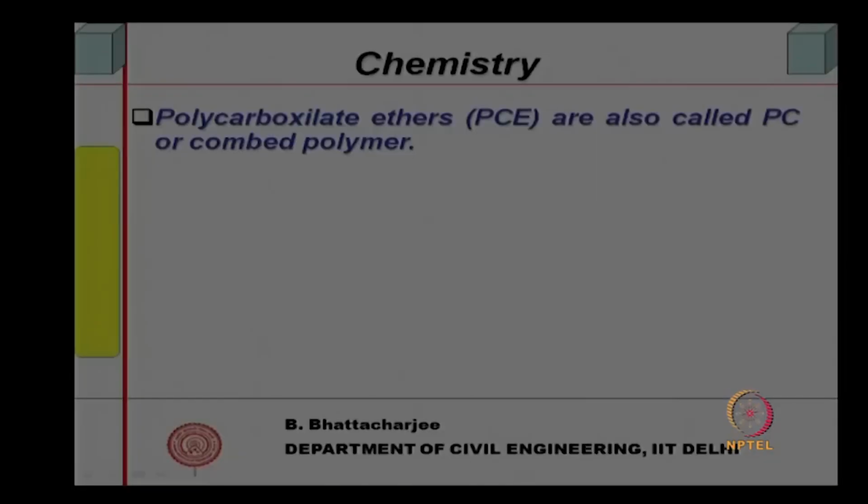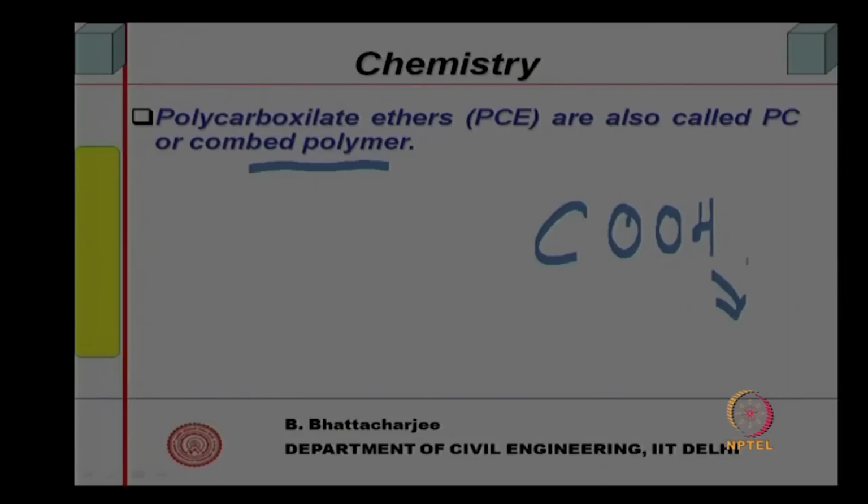The last variety is polycarboxylate ethers. These are also called polycarboxylate, PC-based polycarboxylate simply, or comb polymer. Carboxylates are derivatives that come from carboxylic acid, having a COOH group. This H gets replaced.